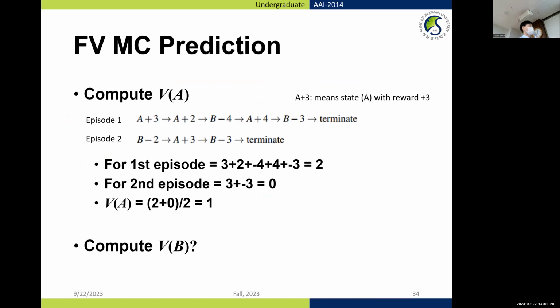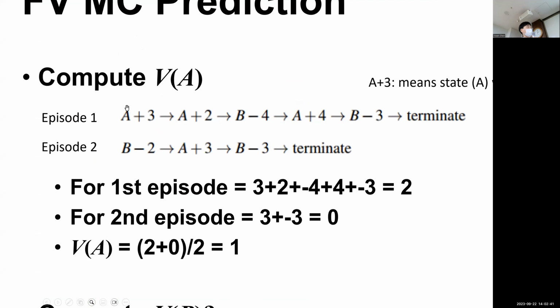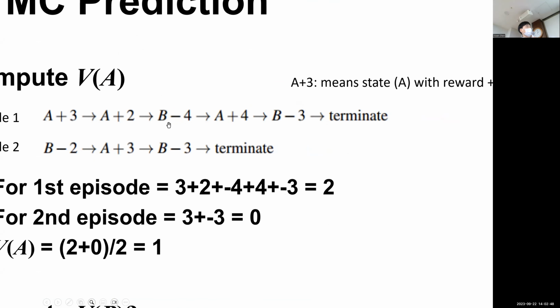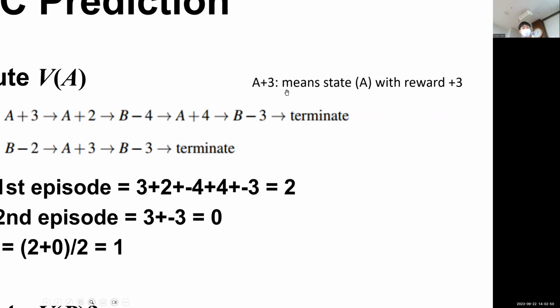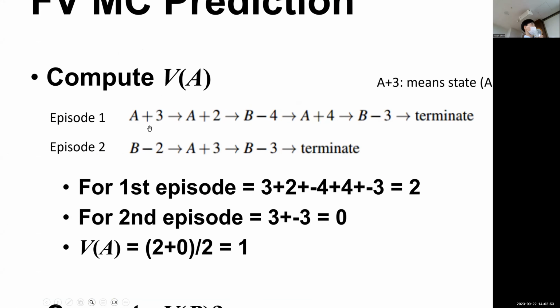So, for example, okay. Assuming that you have this episode 1 and 2. Now the property is good. First, explain A plus 3, which means that you are in the state A with plus 3. Okay. So what is the process, the formula?